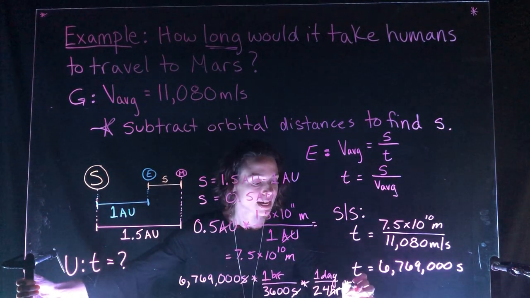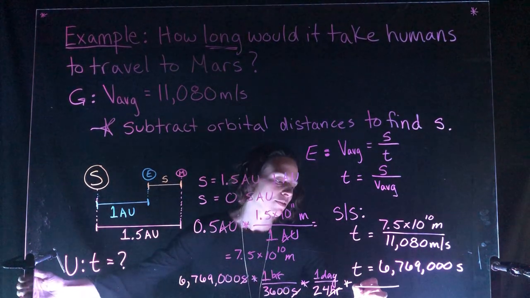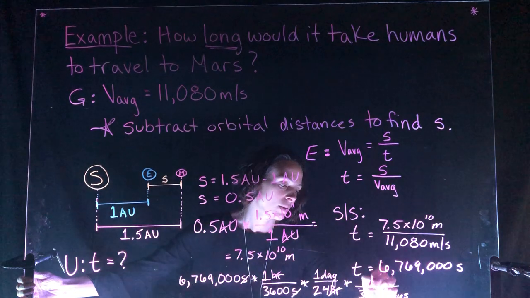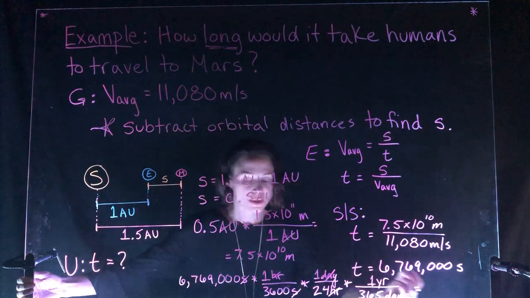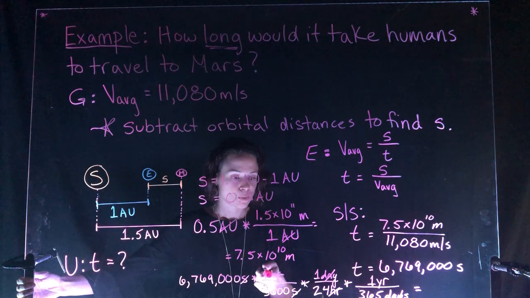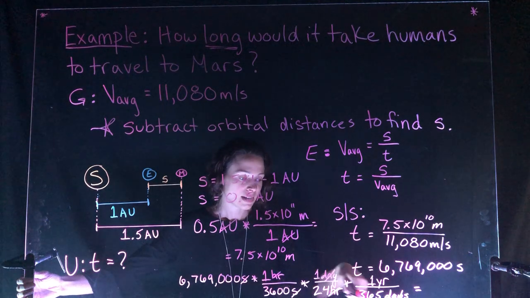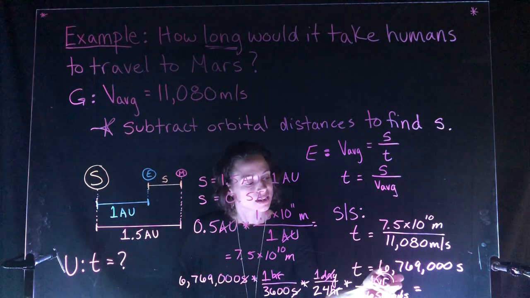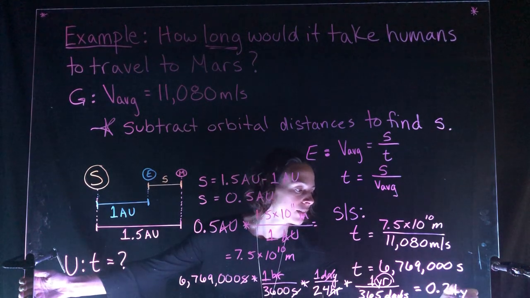And then we're going to go from days to months. Actually, we'll just go from days to years. So we'll have 365 days in 1 year, so then days cancel. When you multiply across, you have 6,769,000 times 1, times 1, times 1, divided by 3,600, divided by 24, divided by 365. This is going to leave us with units of years, and we get 0.21 years.